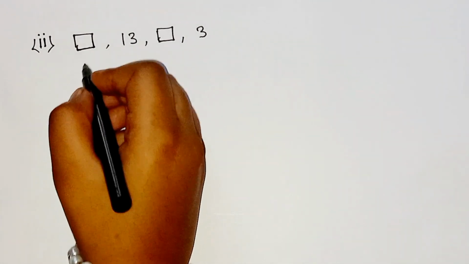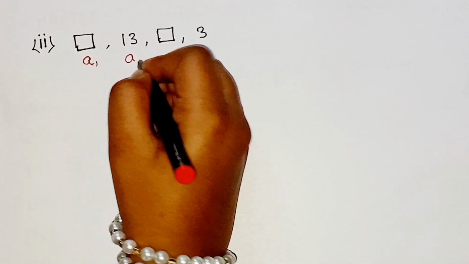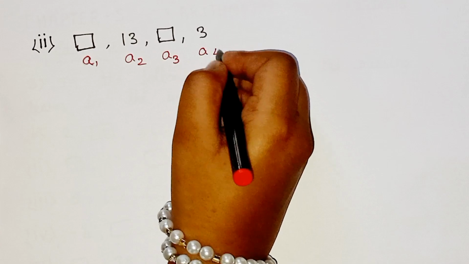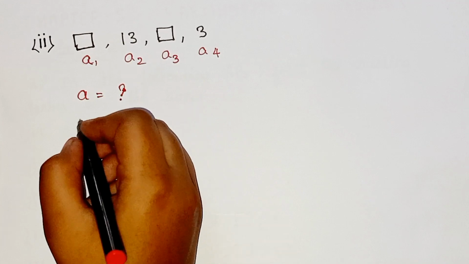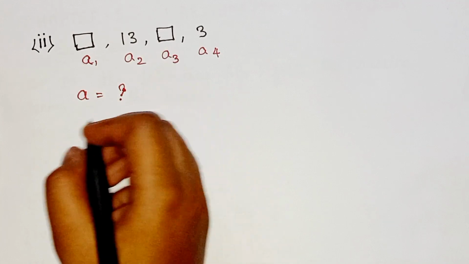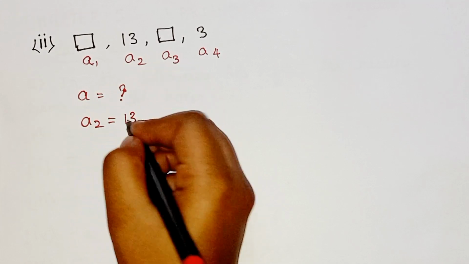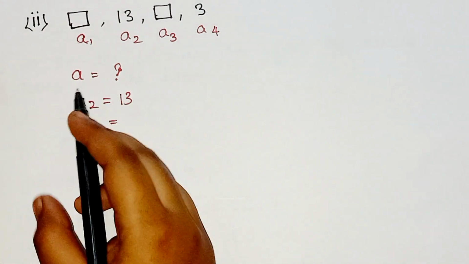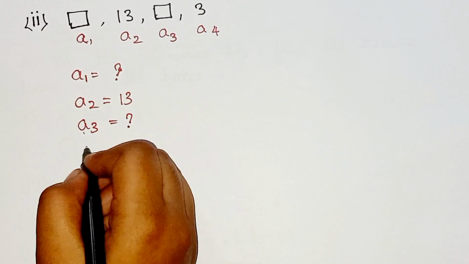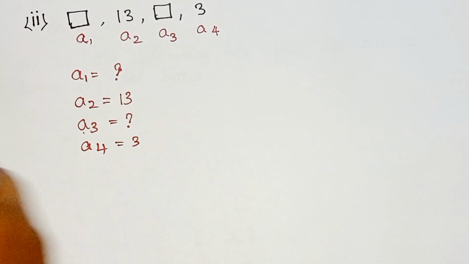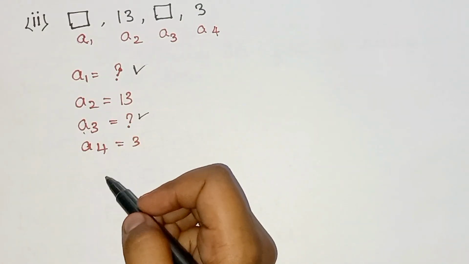Now this is our A1 value, A2 value, A3 value and A4 value. So here we don't know the A1 value, it is a question mark, and we don't know the A3 value as well. So first let's write, we have the A2 value, that is 13. And A4 value we know, that is 3. So now we have to find two missing terms, that is A1 and A3.